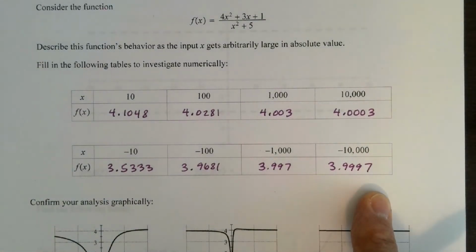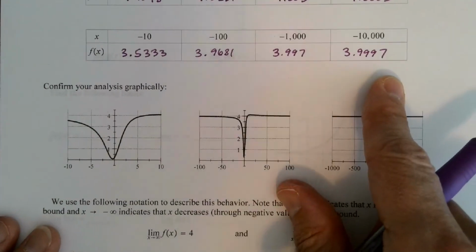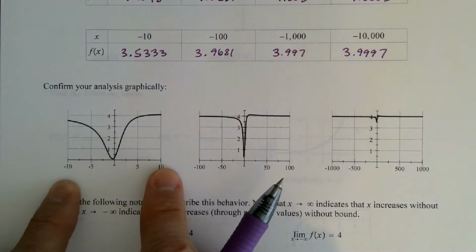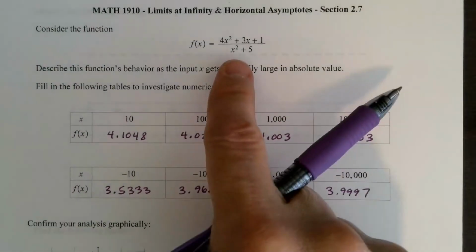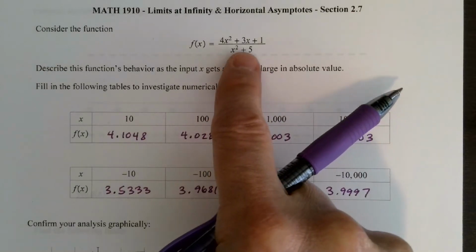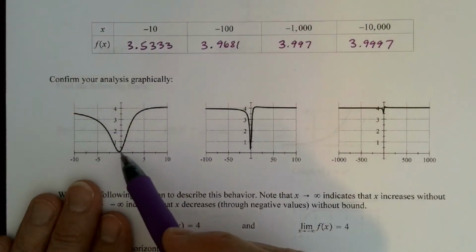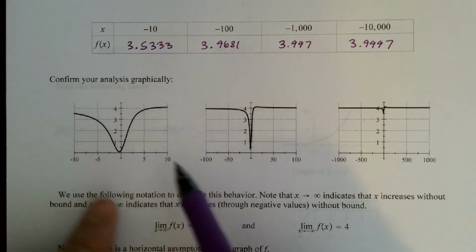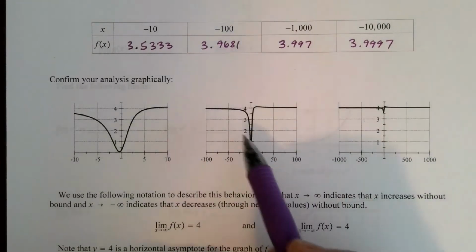And we can confirm this by graphing. Here I've graphed it from negative 10 to 10. There's actually no vertical asymptote for this function because the denominator is always greater than or equal to 5, so we're never dividing by 0. There's this little dip here, but as I zoom out further, from negative 100 to 100, we begin to see how this limit behaves.